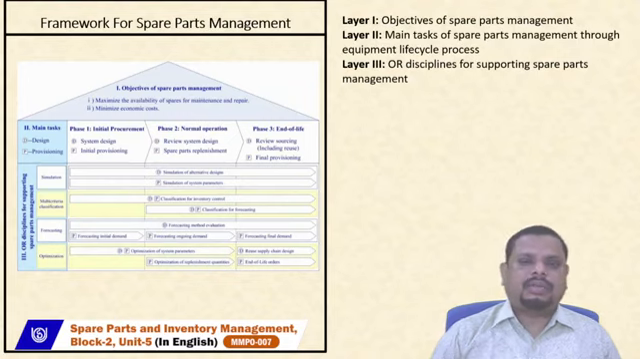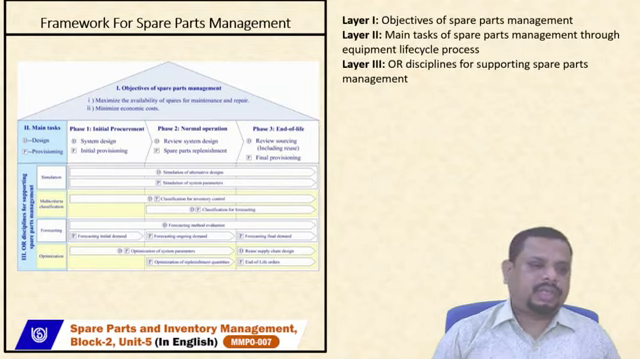So in case of layer 2, as I told, the main tasks of spare parts management through the equipment life cycles have 3 phases. Phase 1 is initial procurement, phase 2 is normal operation, and phase 3 is end of life. Then the last layer is known as operations disciplines for supporting spare parts management. So how will the spare parts be managed by using operation discipline?